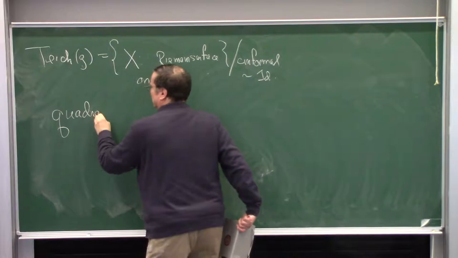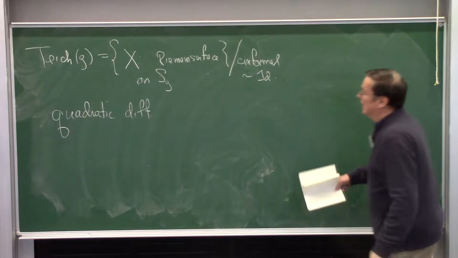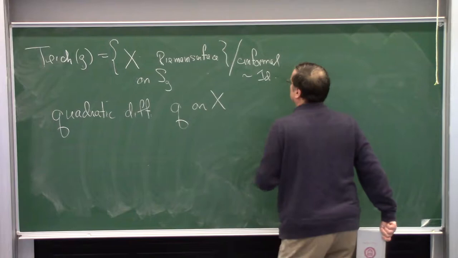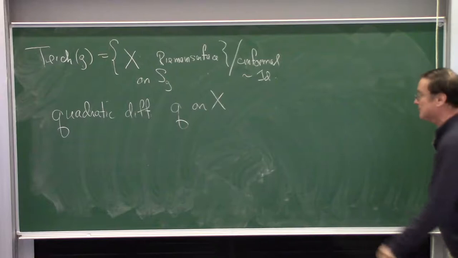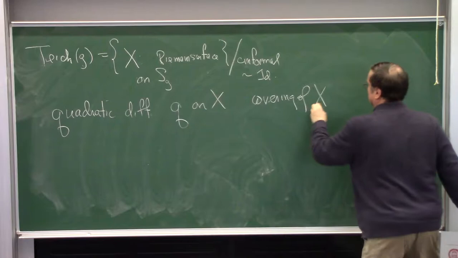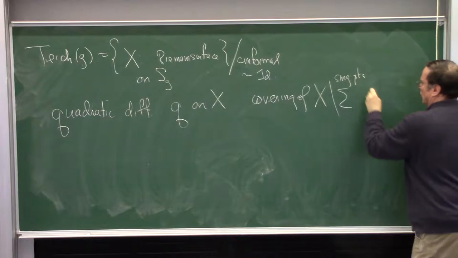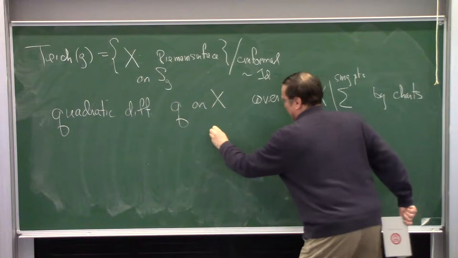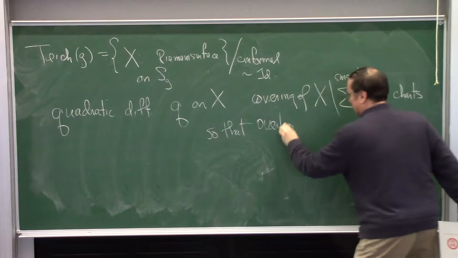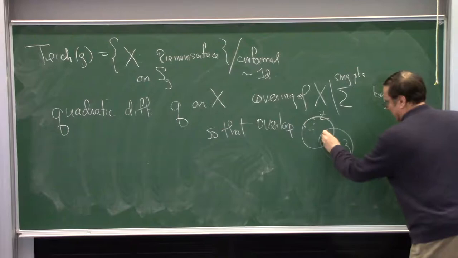So here's kind of an old-fashioned definition. Well, there are charts, so a quadratic differential Q on X is: there's a finite number of singular points, which I'll ignore, but you have a covering of X minus some singular points by charts, say, and so that in the overlap, say you have two charts, Z and zeta. In the overlap, Z is plus or minus zeta plus a constant.